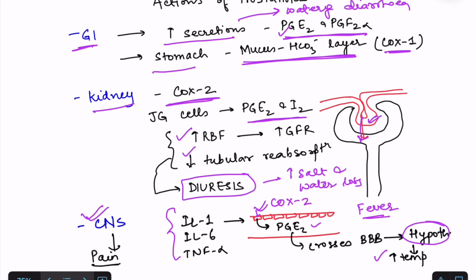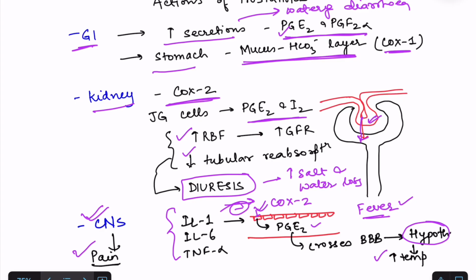This causes an increase in temperature, right? So this is responsible for fever. Why are we talking about this? Simple: if we give COX inhibitors, then that will also act as an antipyretic. So that again we will study in the video on COX inhibitors, right?